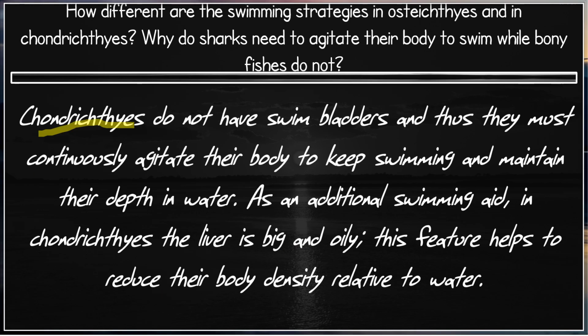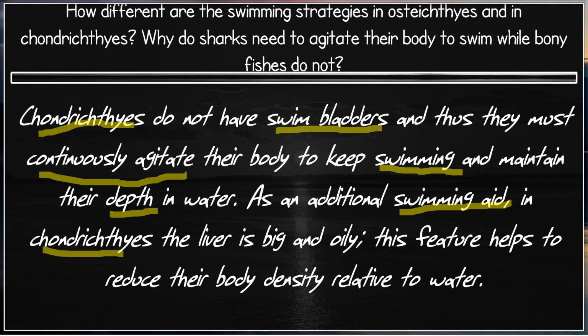Chondrichthyes do not have a swim bladder. Thus, they must continuously agitate their body to keep swimming and maintain their depth in the water. As an additional swimming aid in chondrichthyes, the liver is big and oily. This feature helps to reduce their body density relative to the water.